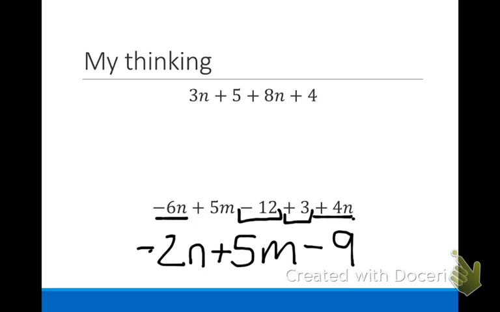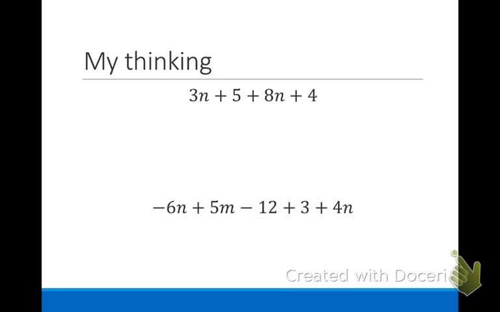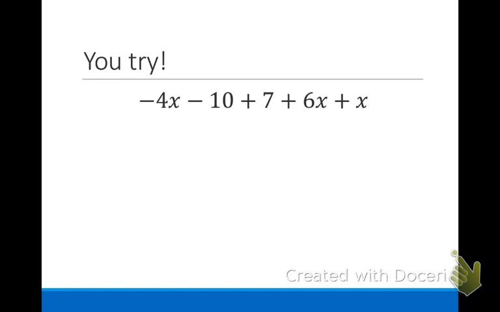Alright, how about you guys try a couple on your own here. Make sure you write these in your notes. So we have negative 4x minus 10 plus 7 plus 6x plus x. So go ahead and pause the video while you simplify this expression.